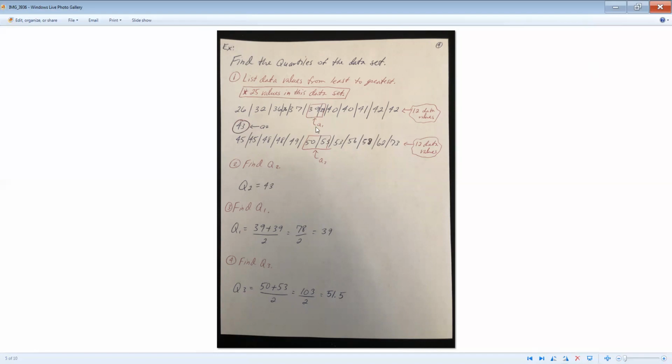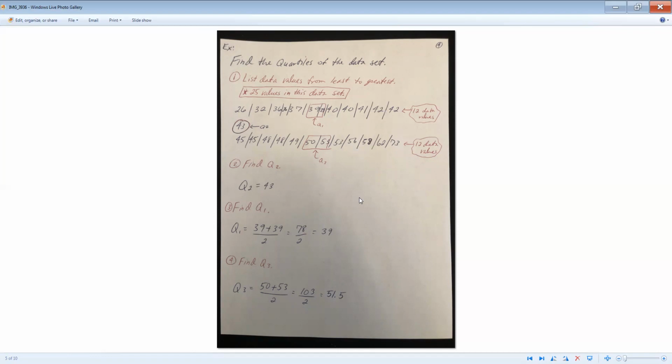Since we have 25 data values, I put the middle value right here, which is 43. So that's 12 on top. Then we have 12 on bottom: 45, 45, 48, 48, 49, 50, 53, 53, 56, 58, 62, 73. So we have 12 data values on top, 12 data values on bottom. Then we have this middle value right here. Number 43 is the middle value.